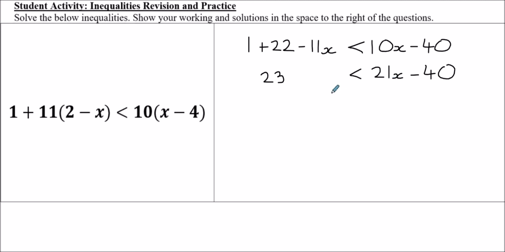Add 40 to both sides. 23 add 40 gives us 63. So 63 has to be less than 21x. If we divide through now by 21, 63 divided by 21 is 3, so x must be greater than 3.